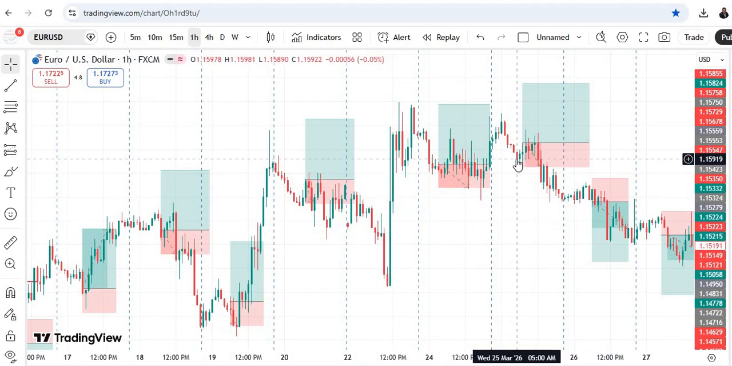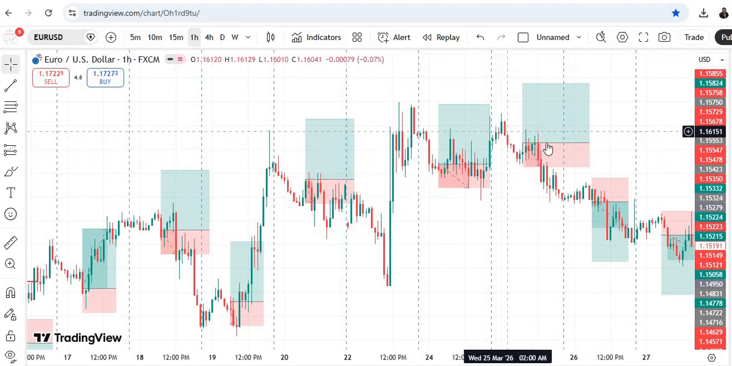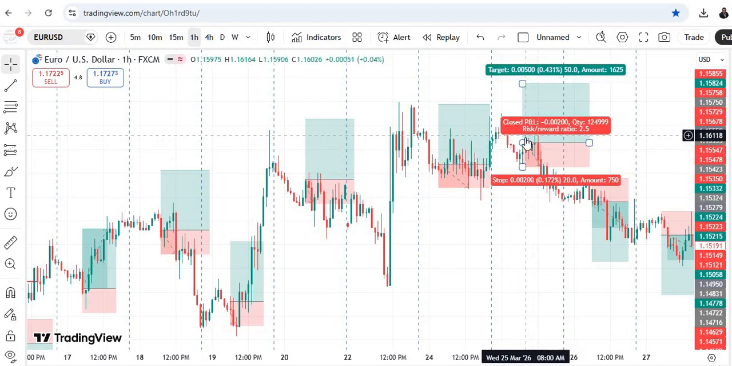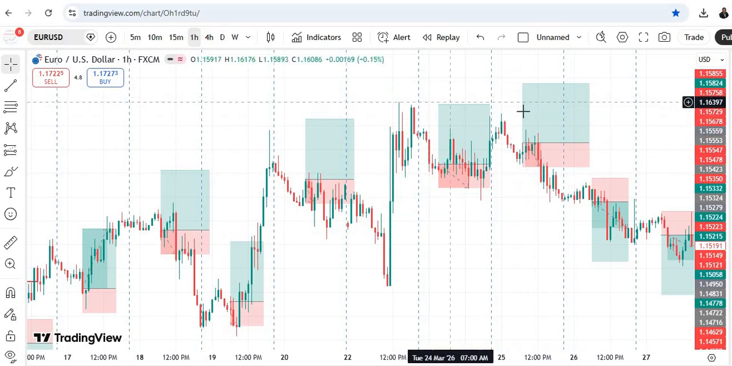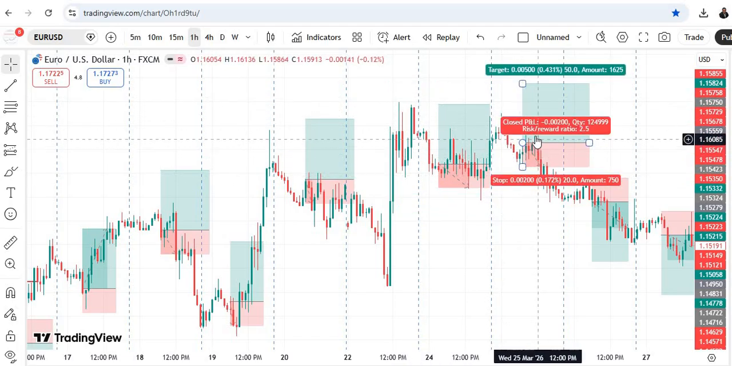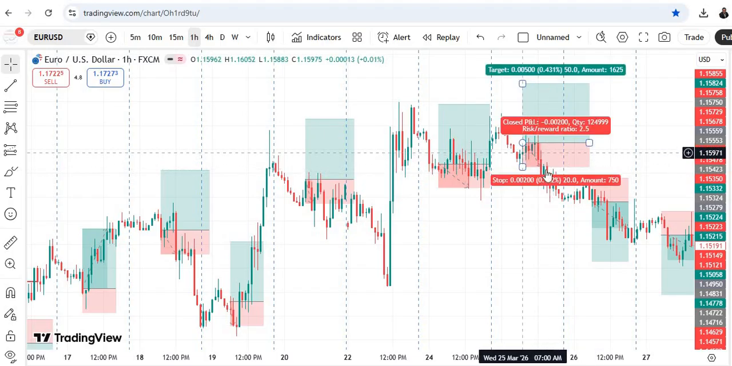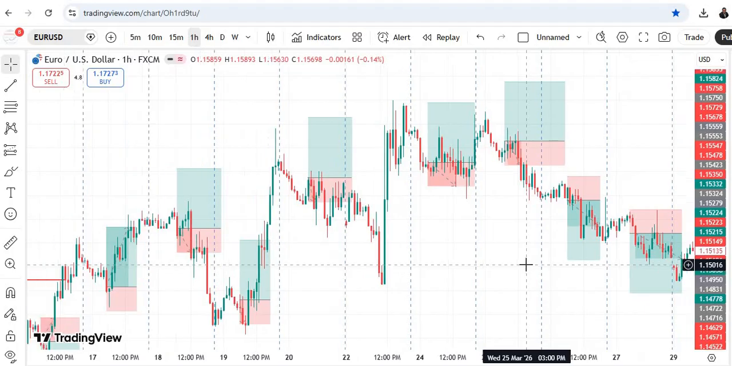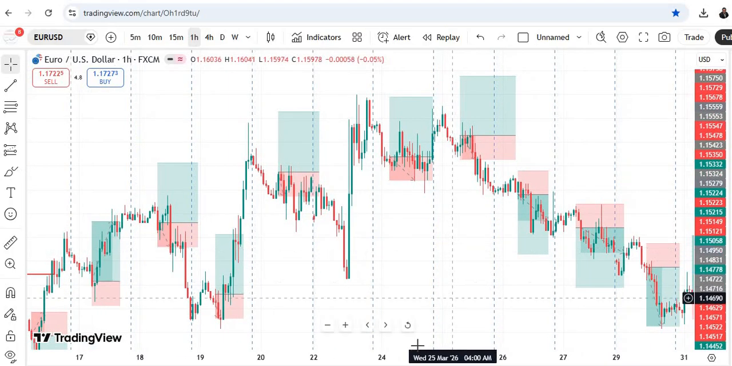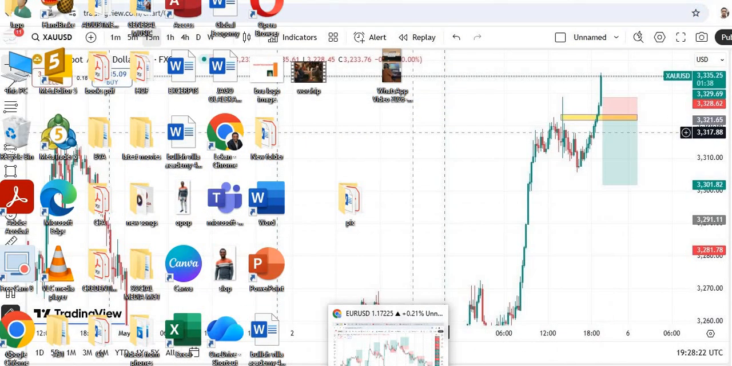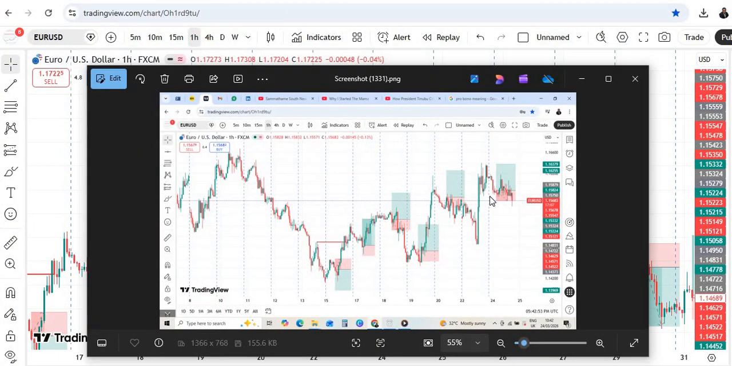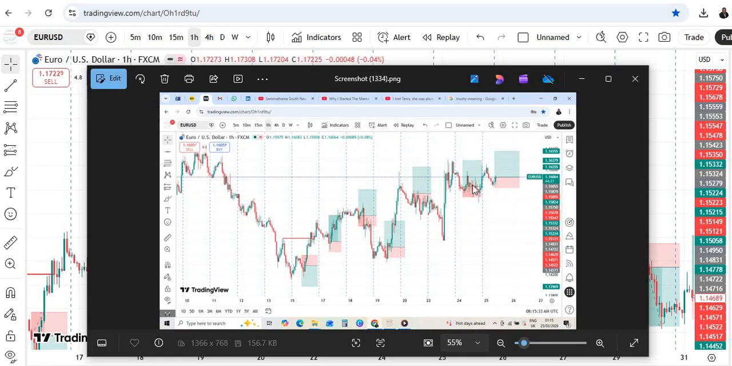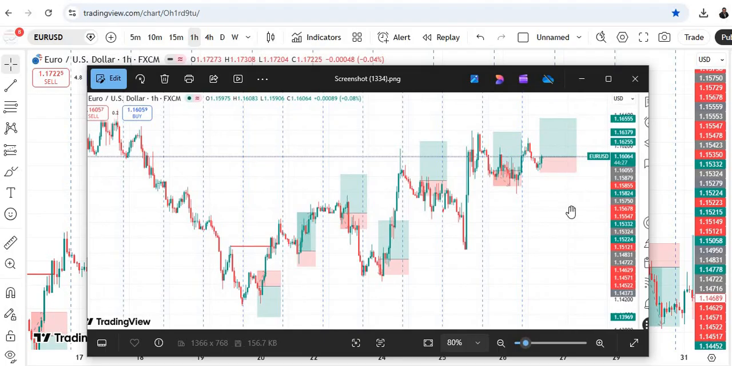Then on Wednesday we had another trade. I entered a buy thinking it was still going to go up. We are still in a bullish trend. And see, price just came down, took me out, then started coming down. I really had a lot of losses in the month of March. Can you see? So price took me out also here. Price took me out here.